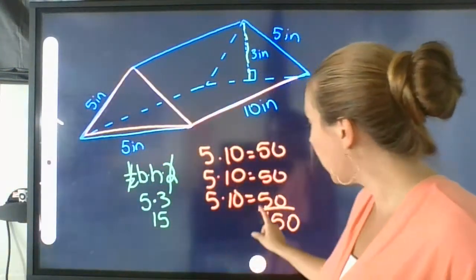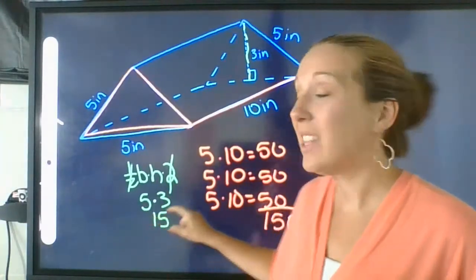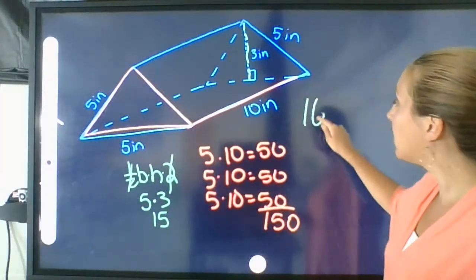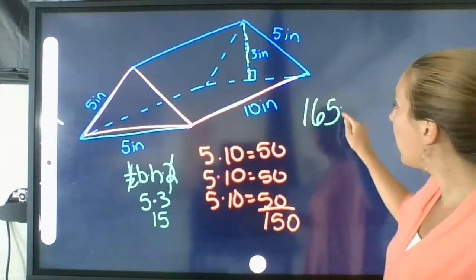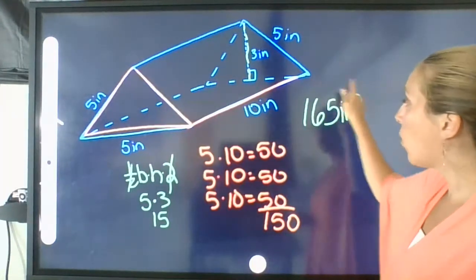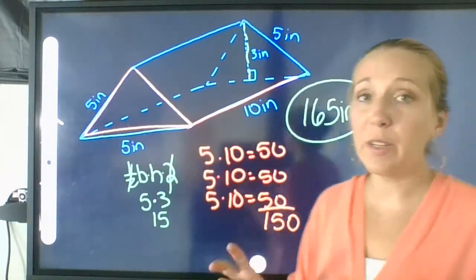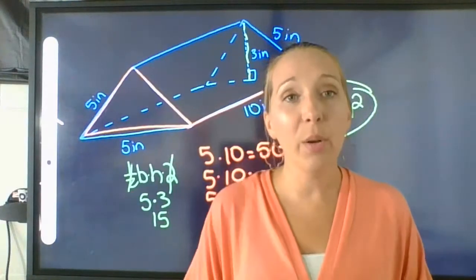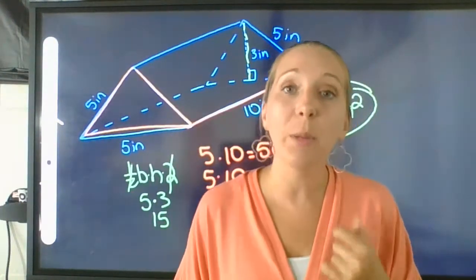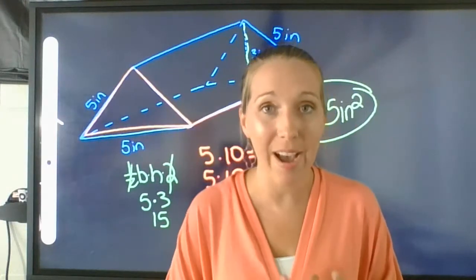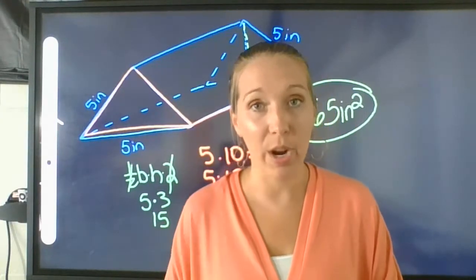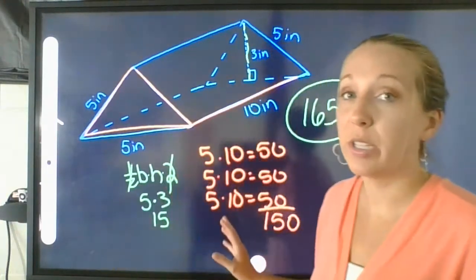So now we're going to take our 150 and our 15 and add them together. So it gives us a surface area of 165 inches squared. So remember, surface area is the outside. Also, another thing to remember about this lesson is it all depends on what type of triangle you have. If it's an equilateral triangular prism, all your sides are the same.